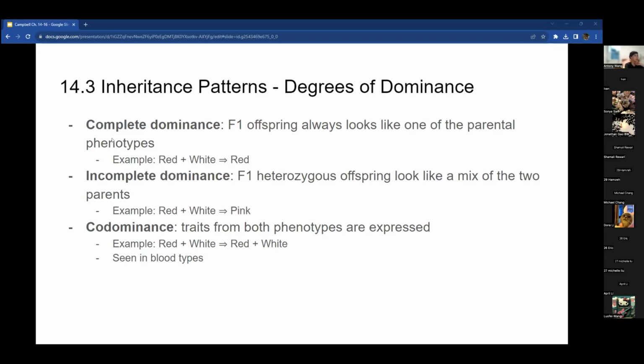And codominance. So codominance is different from both complete and incomplete dominance. One allele does not overshadow the other. What I mean by this is, say you have one allele for red flower color and another allele for white flower color. If you have a heterozygous plant with a red and white allele, you won't have red flowers or pink flowers. You'll have a combination of red and white flowers. So the two alleles don't mix and they don't interact with each other.